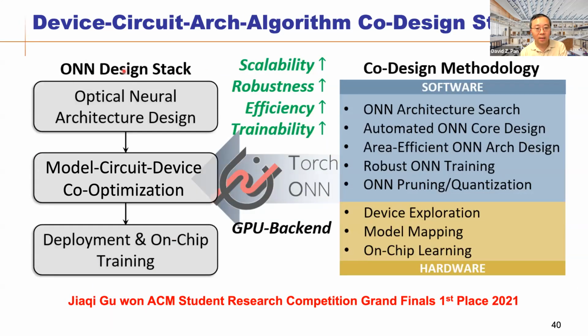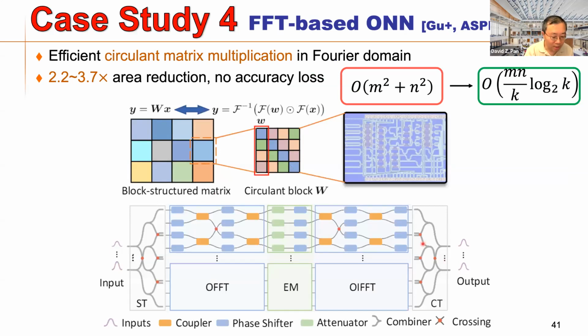So this is the stack that we have developed, right? Basically, from the software level, you have an architecture level. How do you do optical neural architecture design, and also how do you do model, circuit and device co-optimization? And once you tape out the chip, how do you deploy it, and also ensure you can do on-chip training? Along that line, we have developed a lot of algorithms and tools, and we also open sourced TorchONN. By the way, my student Jiaqi won last year's ACM Student Research Competition grand final first place, right?